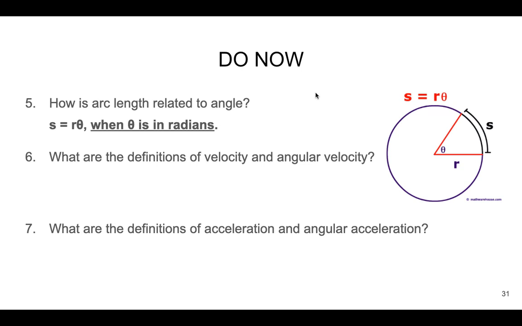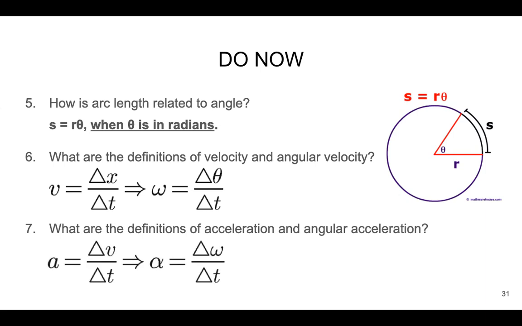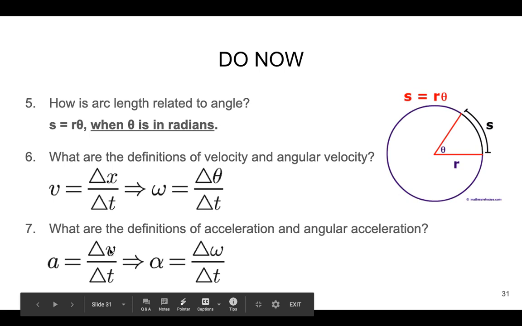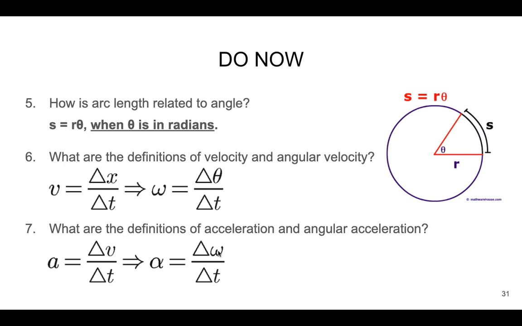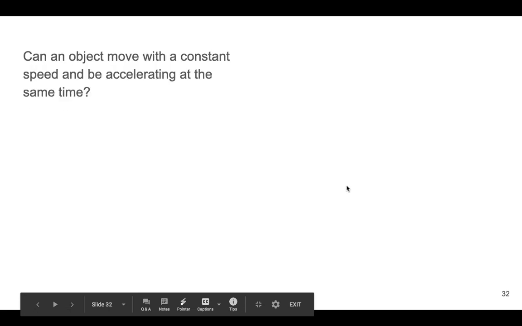So what is your definition of velocity and your definition of angular velocity? Back to the idea of the cousins. Velocity is change in displacement over change in time, which means velocity's cousin, angular velocity, must be change in theta over change in time. And how about the definitions of acceleration and angular acceleration? Well, a is delta v over delta t, and that means its cousin alpha must be delta omega over delta t. If alpha is the cousin of a, then you want to replace this guy here with its cousin, which is this guy here. So yeah, remember the cousins.